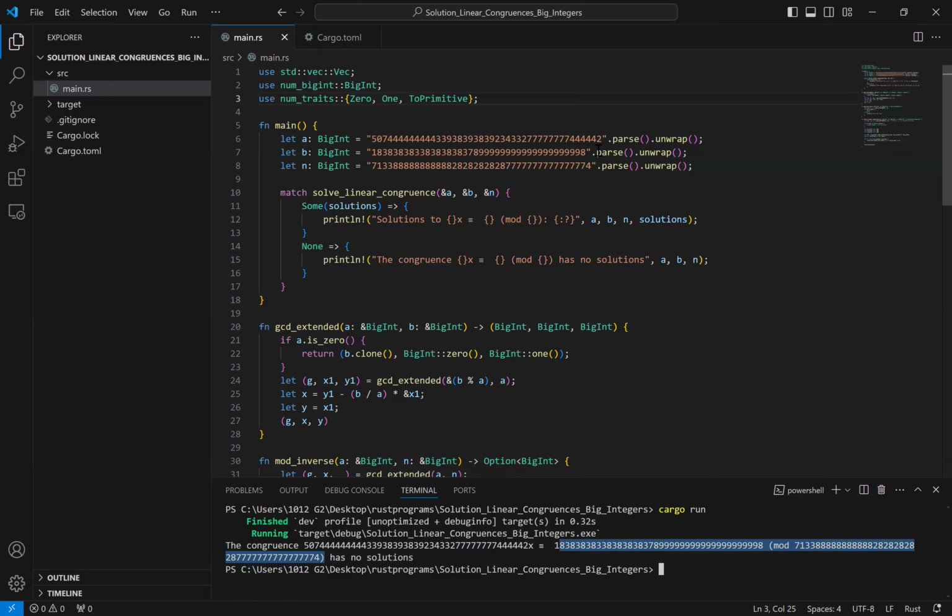So that means there's no number you can multiply by the first number and then divide by the mod, and then the remainder becomes what is B here. There's no number.